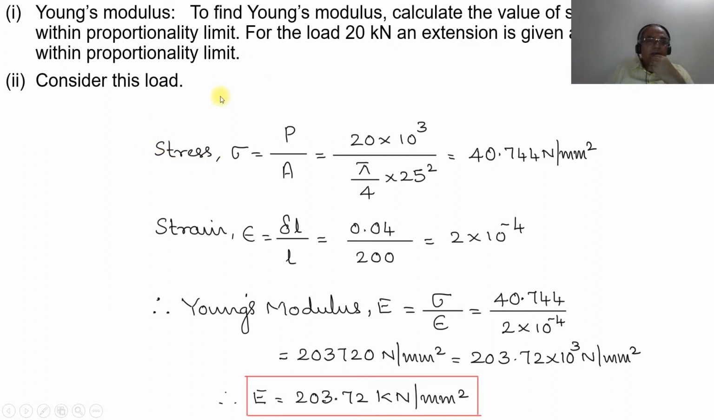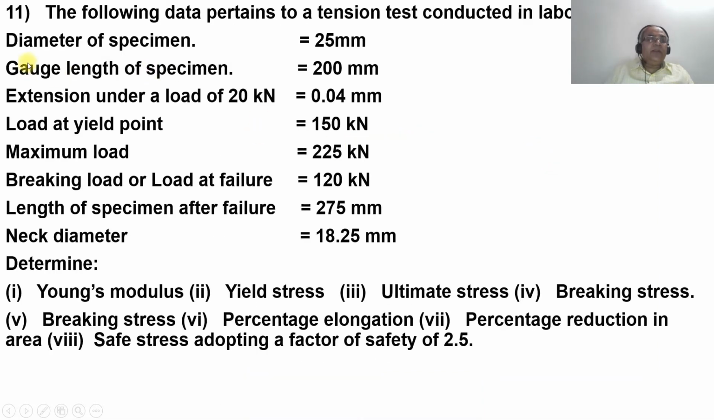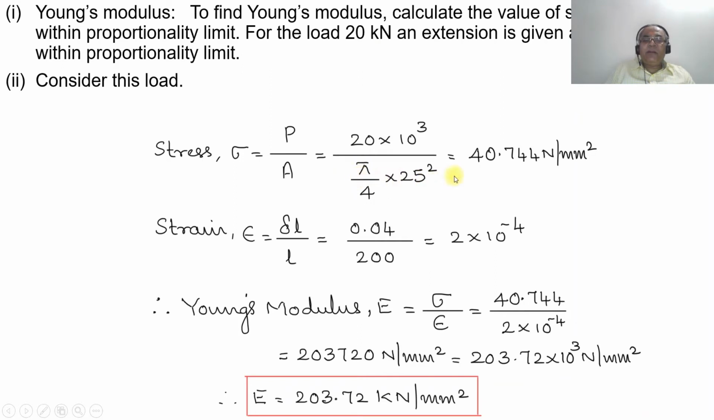So consider this load. What is the definition of stress? Stress sigma is equal to load by area of cross section, where the load is 20 kilonewton. So 20 into 10 to the power of 3, divided by area of cross section. Here the diameter of the specimen is given to be 25. So naturally pi d square by 4, that is pi by 4 into 25 square. On simplification, you will get 40.744 Newton per mm square.